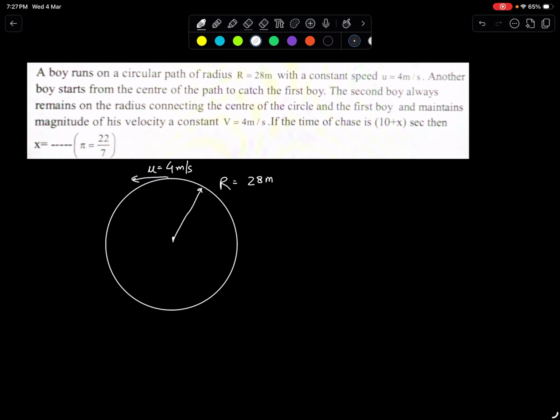So at the beginning the boy is just here, and say after some time when the first boy is here, the second boy is then on the line, so it has moved a certain amount. So here we take this. I will solve it by the polar coordinate system. So this is theta equal to 0, and here it is theta, and this is r.